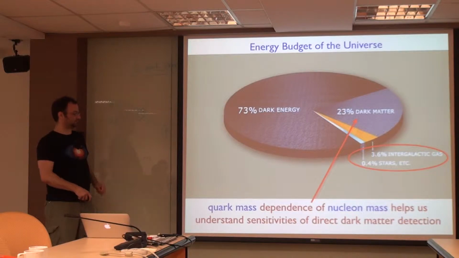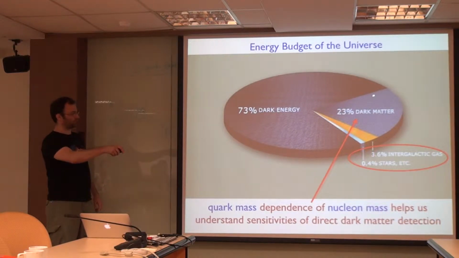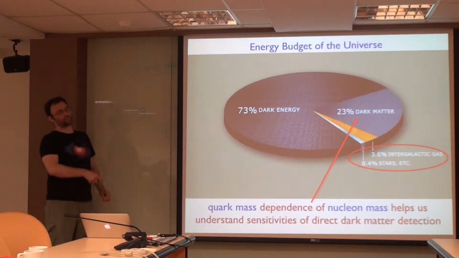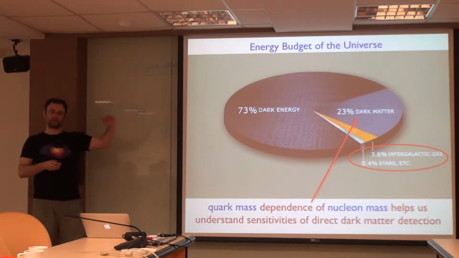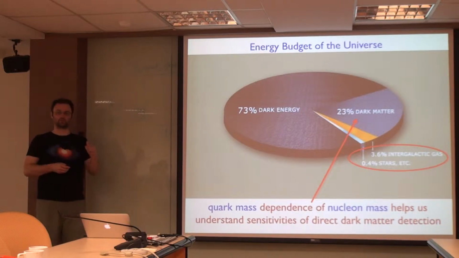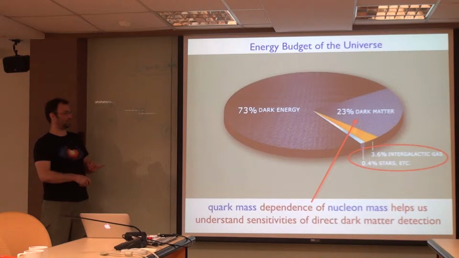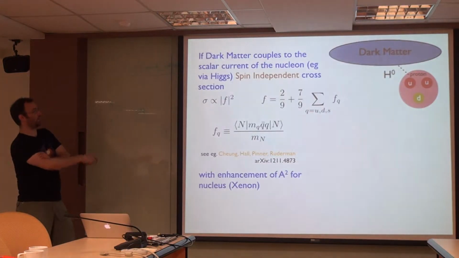Okay, so you can't read it down here, but what I want to tell you is by studying the quark mass dependence of the proton and the neutron, something you would think is boring, why do you care? By studying the quark mass dependence of the proton, you can actually help aid direct dark matter searches, because you can get these dark matter matrix elements. So how does this work?